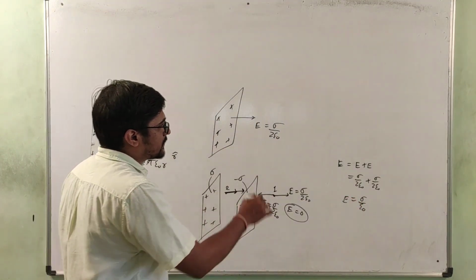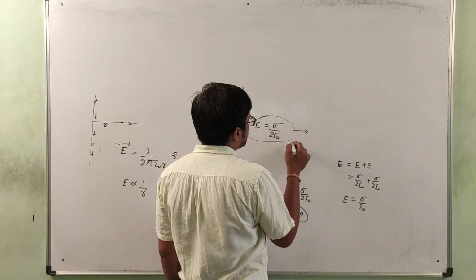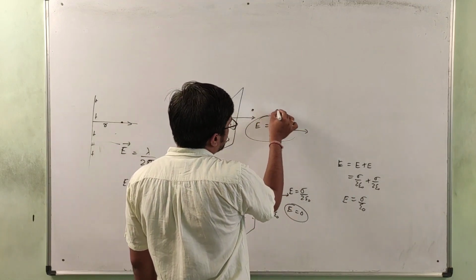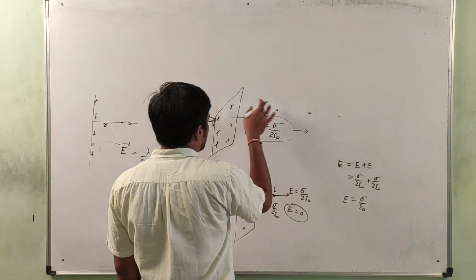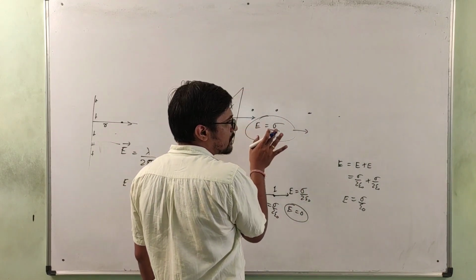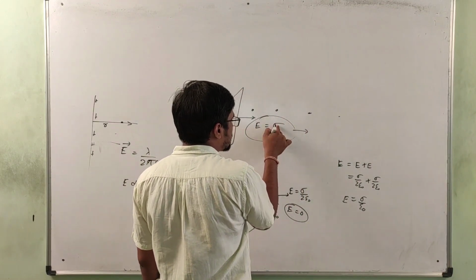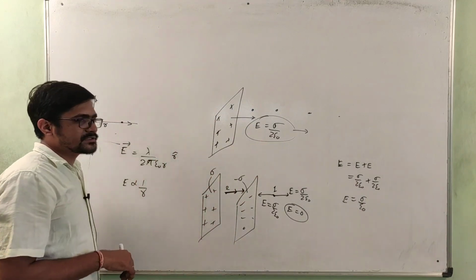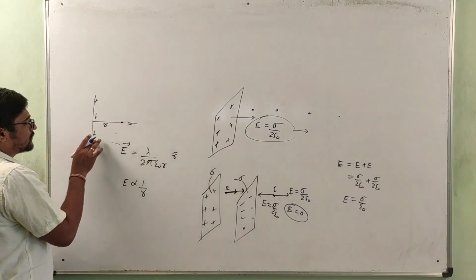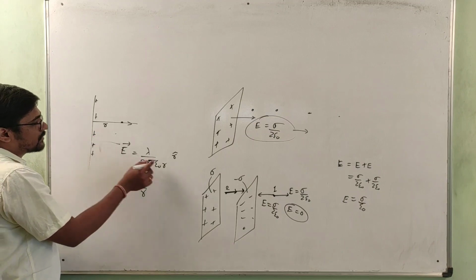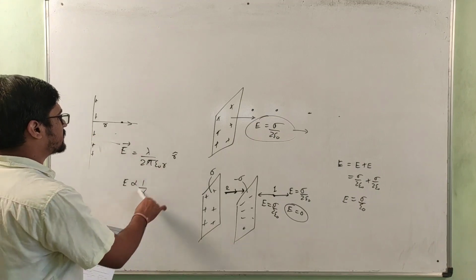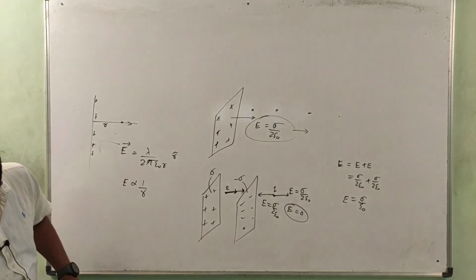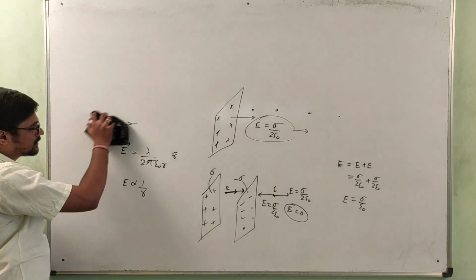Remember, this electric field is independent of distance. You can calculate the electric field here, here, everywhere, and the electric field due to this plane is the same. It depends only on surface charge density, nothing else. But the electric field due to a uniformly long straight wire depends on distance. You should remember this concept for MCQ. This is the most important concept.